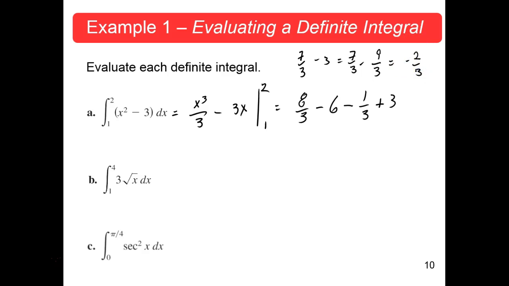Perfect. Okay. Can you have negative answers? Sure you can. All right. Uh-oh, how in the world do we do part B? What would be your first step? So you just rewrite it as 3 times x to the 1/2 power dx. Perfect. Now do your integration.